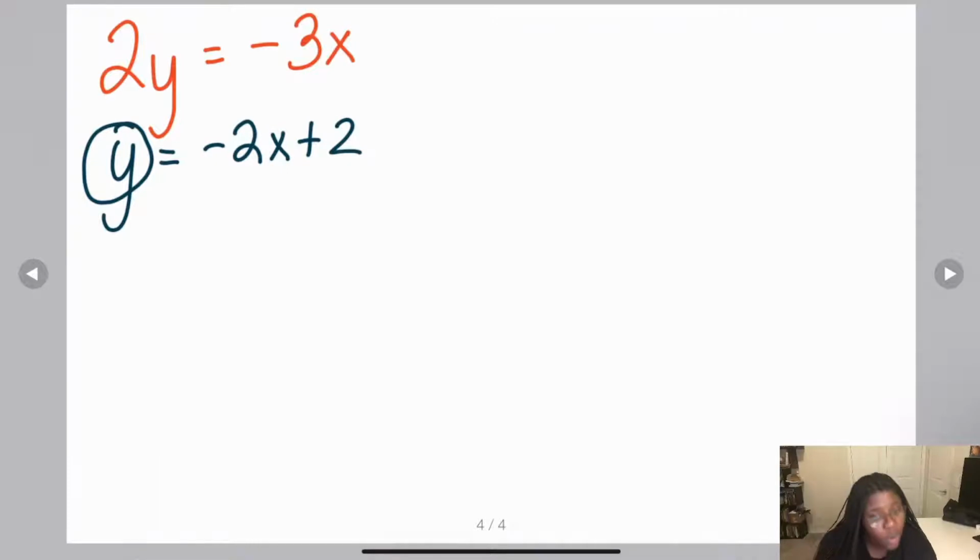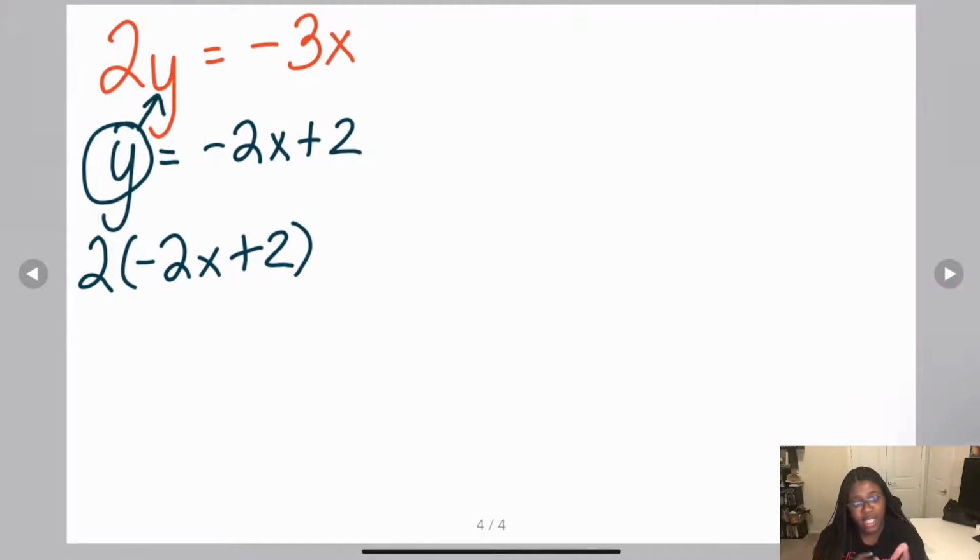So now, what are we going to do? We're going to substitute this y into our top equation. So we're going to have 2, and in this case, our y is not just y, it's actually negative 2x plus 2. So the whole thing, everything that y equals, is going to go in for y, and it's negative 2x plus 2. And we're going to set that equal to negative 3x. That does not change. So now we can do some math.